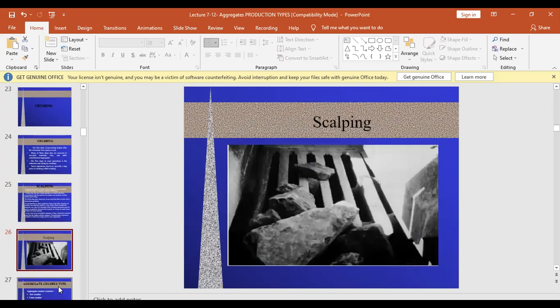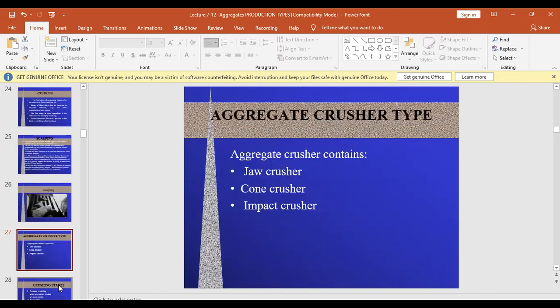This is how scalping is done. You see, the big rocks are being separated, just like sieving. Then we come to crushing, which can be done using these types of crushers. Each of those crushers has its own limitation, its own advantage.